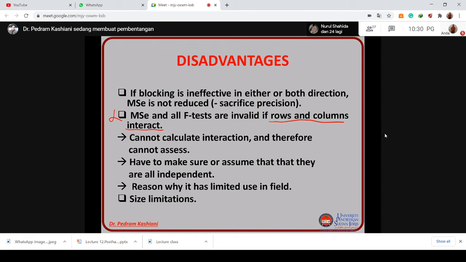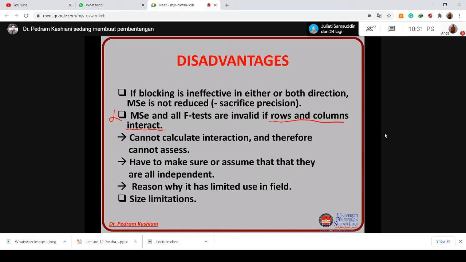So they have to make sure or assume that they are all independent. Meaning column and row have nothing to do with each other. Anything can happen between them. It is not related to each other. And another reason why it is of limited use in the field is that in the field, many things are related together, like more fertile, more weeds, less fertile, less weeds. So sometimes in the field, we don't use Latin square that often.